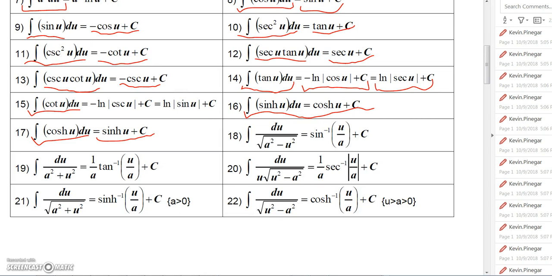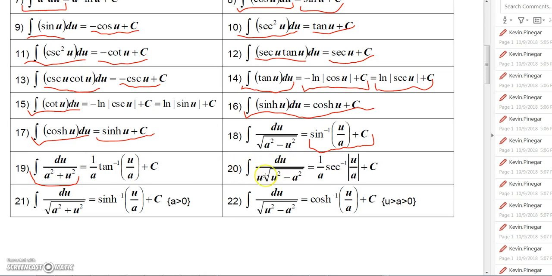Alright, and there's also some integrals that actually lead to inverse trig functions. So if you were to integrate du over the square root of a squared minus u squared, that integrates to the arc sine of u over a plus c. And then if you integrate du over a squared plus u squared, then that integrates to 1 over a times the arc tangent of u over a plus a constant.